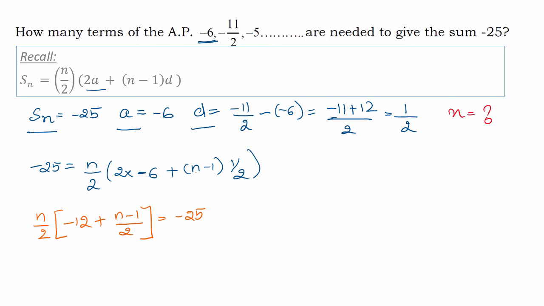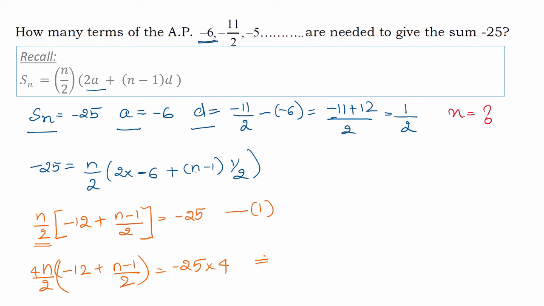In this equation there is a 1 by 2 here, n by 2 is there, and there is a 2 here. To simplify, the easiest thing to do is multiply the whole thing by 4. Why are we multiplying by 4? Because all the denominators should go away. So it will become 4n divided by 2 times (minus 12 plus (n minus 1) by 2) equals -25 times 4.